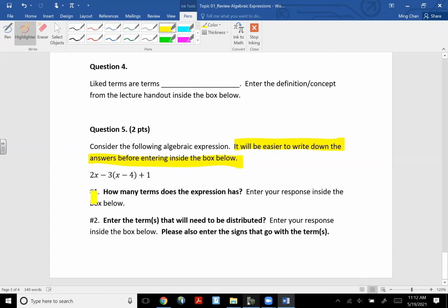Number one, how many terms does this expression have? Use the subtraction and addition signs outside the parentheses to identify your terms. Number two, enter the term that will need to be distributed. I need you to enter the entire term that you actually need to distribute. That's all I want you to enter. I'm not asking you to combine like terms, none of that. I'm just asking you to enter the term that you need to distribute. Okay. All right. So that will conclude topic number one.